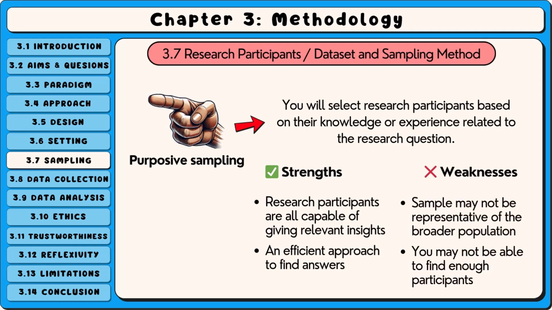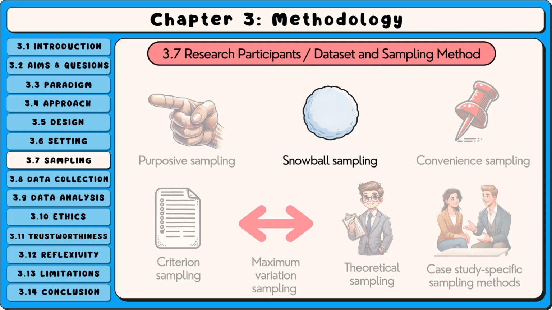Weaknesses include that this sample is not representative of the broader population, which is a general weakness of qualitative research. And it is often hard to find enough research participants who meet your inclusion and exclusion criteria of a purposive sample. The remaining sampling methods are subcategories of purposive sampling that you may choose.